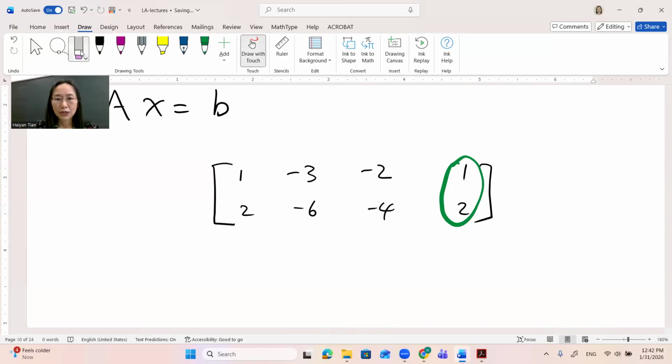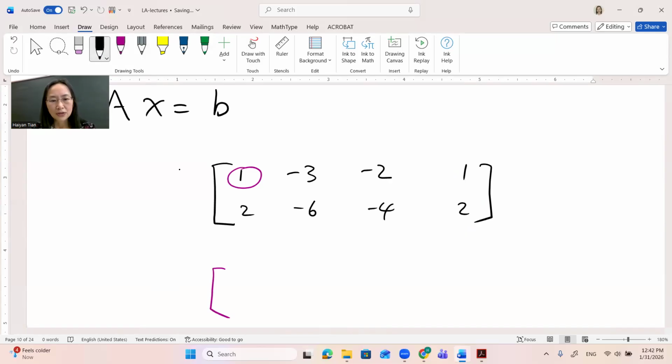How do we solve it? Reduce, just like how we did the homogeneous case. We just do the same, so we just row reduce. Immediately we identify the pivot and keep the first row as is: 1, -3, -2, 1, and make this one 0. I want to reduce the two, so do a replacement. What is the replacement?